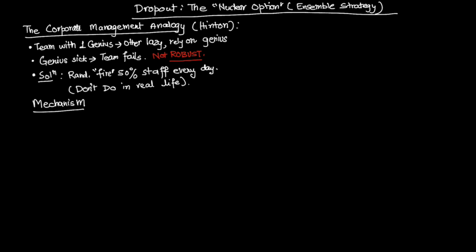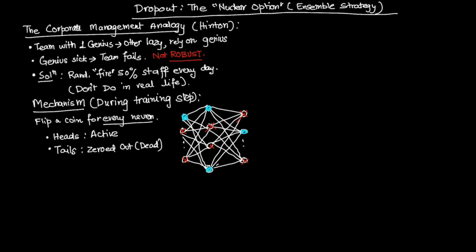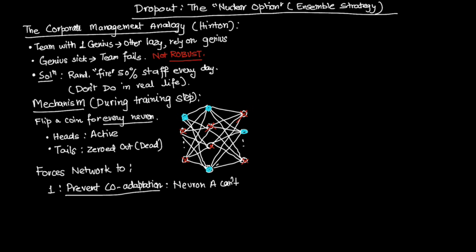In dropout, during every single training step, we flip a coin for every neuron. If the coin gets heads, you stay active, and if it gets tails, you are zeroed out, you're dead. What does this force the network to do? So first, it prevents co-adaptation. Neuron A cannot rely on neuron B correcting its mistakes because neuron B might not be there. Every neuron must be useful independently.